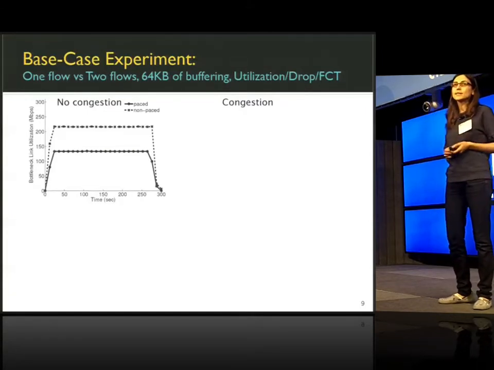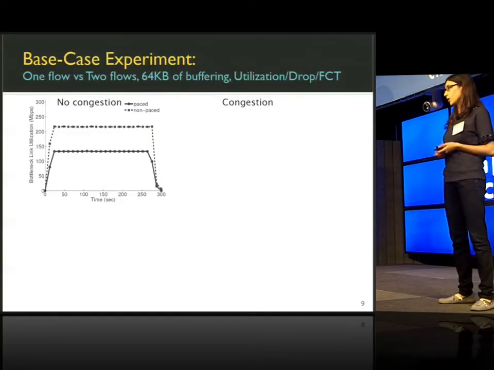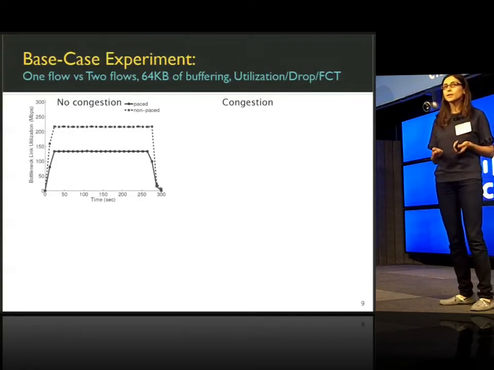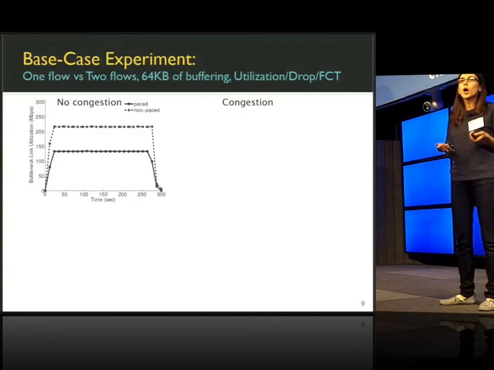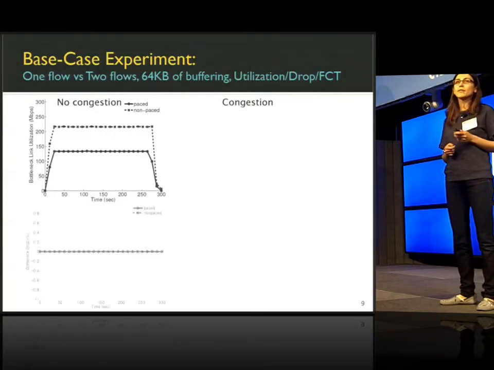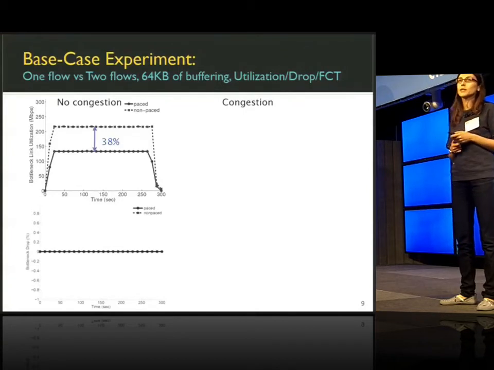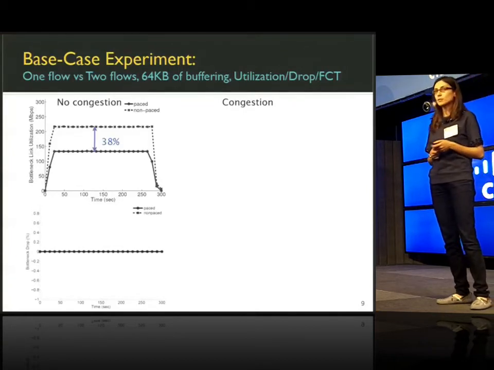On the x-axis, we have time in seconds, and on the y-axis, I'm plotting the bottleneck utilization between paced and non-paced traffic. In the first case, because there were no packet drops, obviously we don't really have to pace. And because there are no packet drops, pacing has 38% lower utilization.